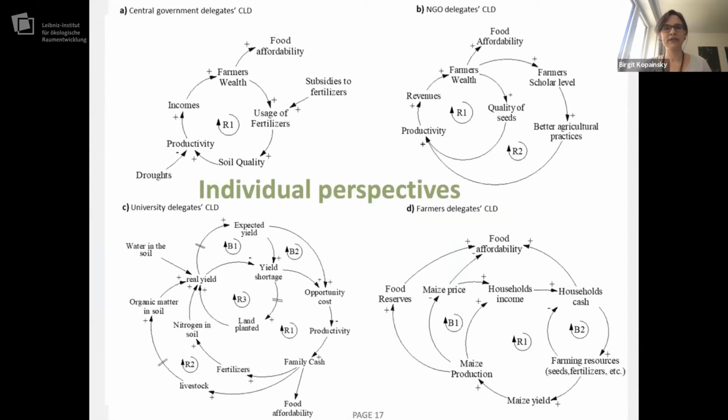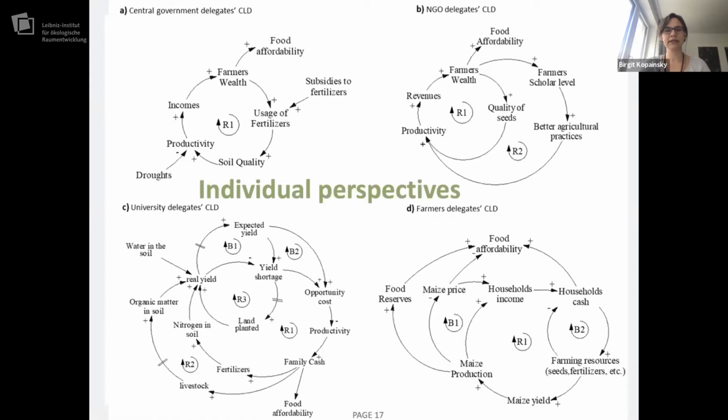But what we have here is a representation of individual, or let's say stakeholder-specific perspectives on how the problem of food affordability arises. So up here in this upper left corner, we see a translation of what central government delegates say about why food insecurity arises. Here we see a translation of interviews conducted with NGO representatives. This here is a translation of interviews conducted with researchers. And this one here is a representation of the mental models of farmers.